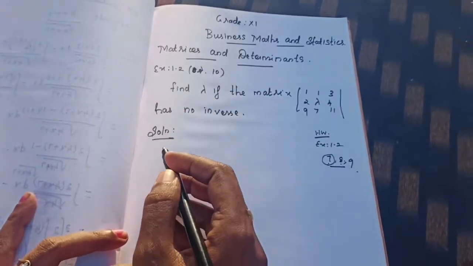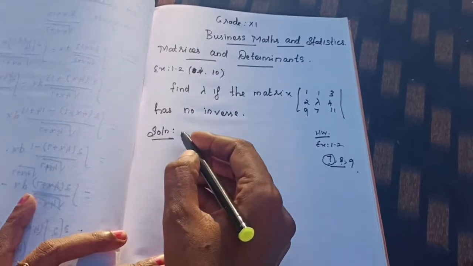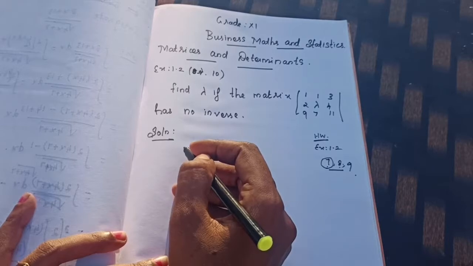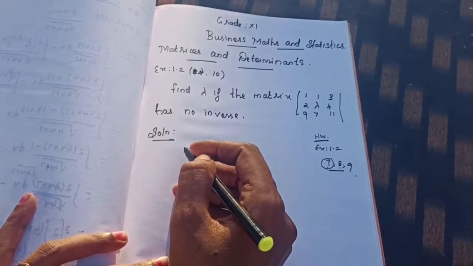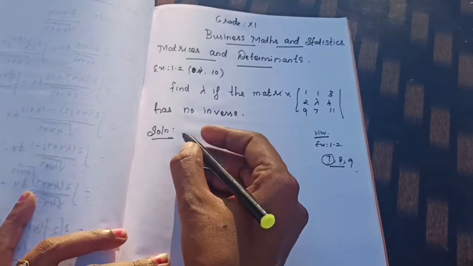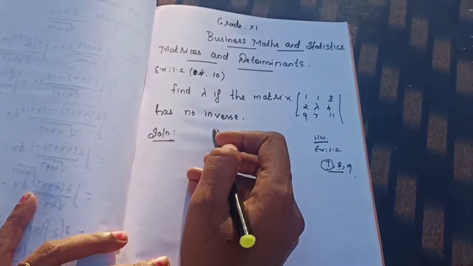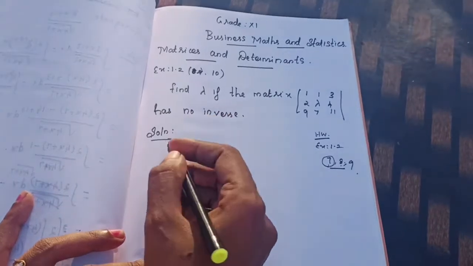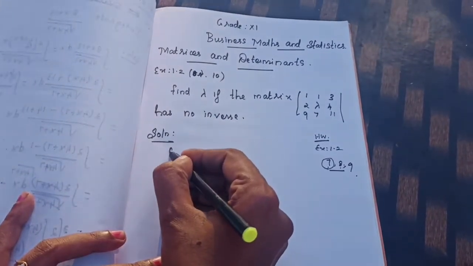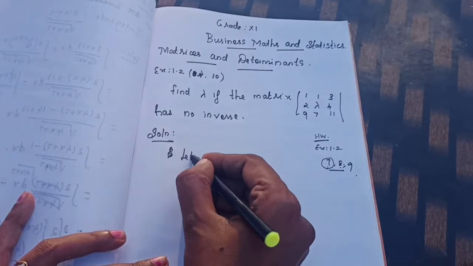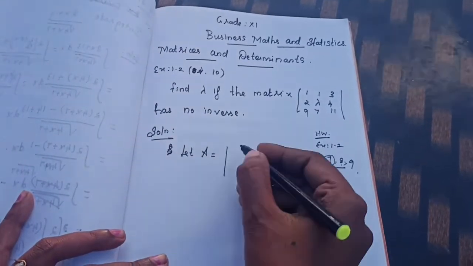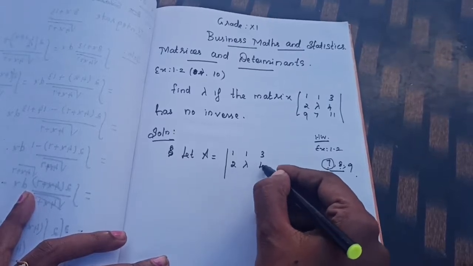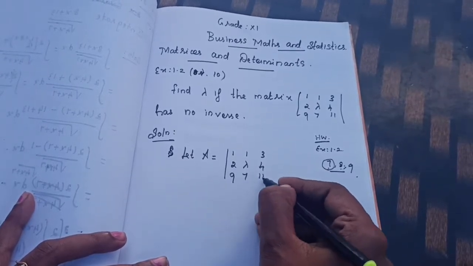Now I'll start from problem number 10. Find lambda if the matrix 1 1 3, 2 lambda 4, 9 7 11 has no inverse. Already you know the solution. First you take the given matrix as A. Let A equal the determinant 1 1 3, 2 lambda 4, 9 7 11.